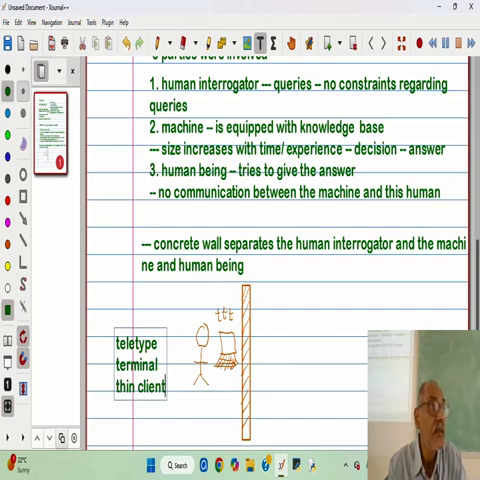Okay, and these teletype terminals, they are said to have connected.